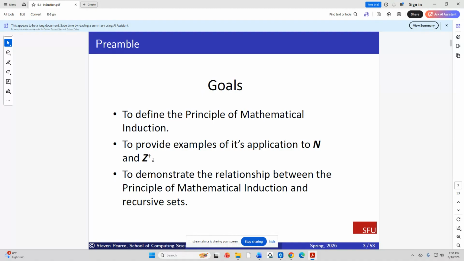With natural numbers, it's 0. With positive integers, it's 1. For the set of integers, it's minus infinity. That's not a number. Clearly, it doesn't work for real numbers either. It works for the set of positive integers or natural numbers. And there's a relationship with recursion or recursive sets.